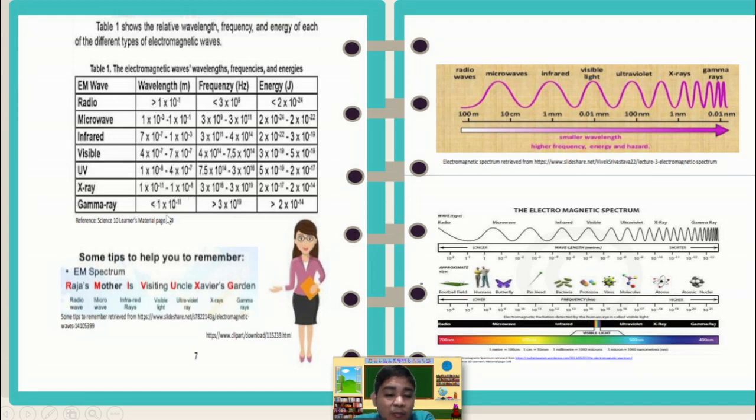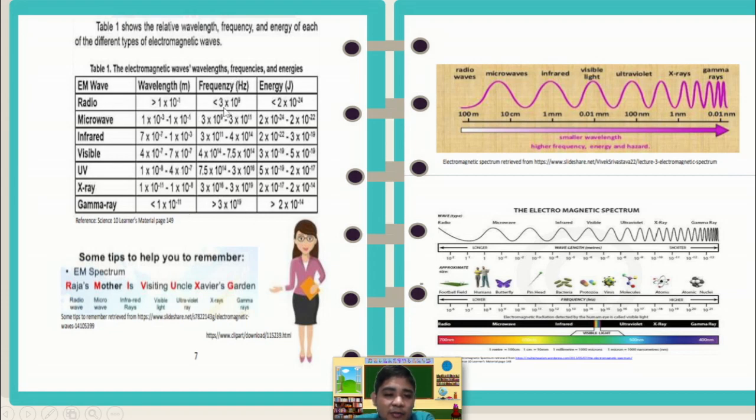And the shortest wavelength is less than 1 times 10 raised to negative 11. That is the gamma ray. So, gamma ray has the shortest wavelength and radio wave has the longest wavelength. Let us now proceed to the frequency column.